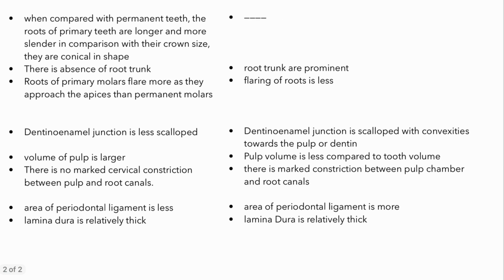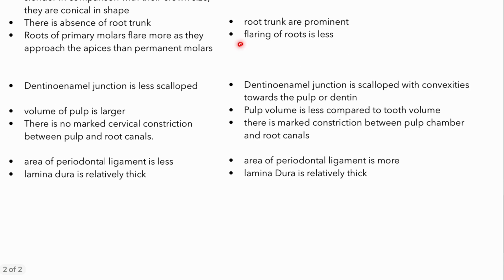When you compare the roots of the primary and the permanent teeth, you can see that the roots of the primary teeth are longer and more slender in comparison with the crown size, and they are conical in shape. There is absence of root trunk in primary teeth while the root trunk is prominent in the permanent teeth. You can see bifurcation and trifurcation in the molars of the permanent teeth. Roots of the primary teeth flare more as they approach the apices than the permanent molars, and the flaring of the roots is less in the permanent teeth.